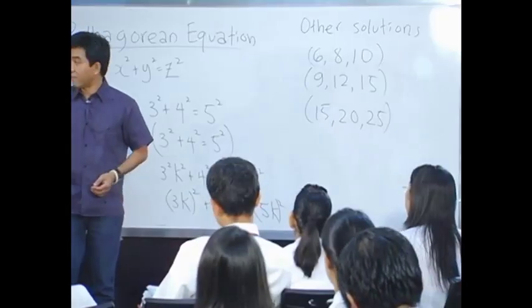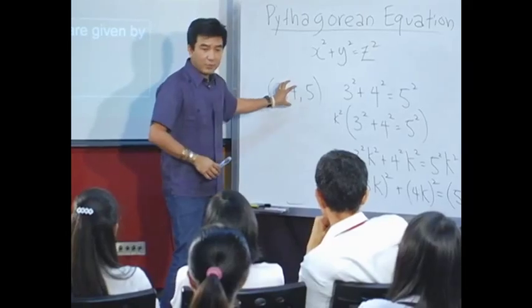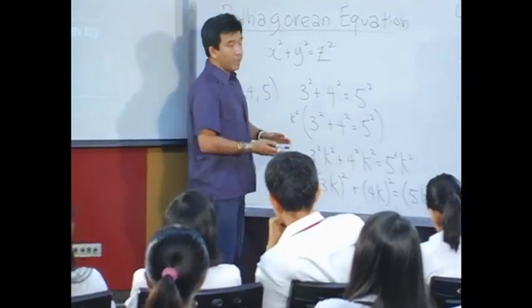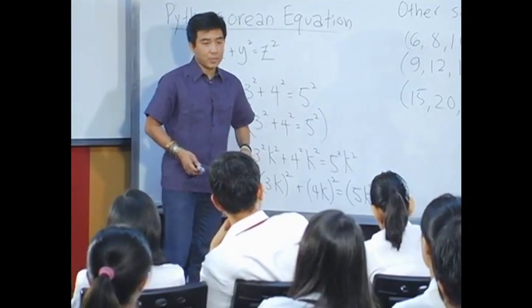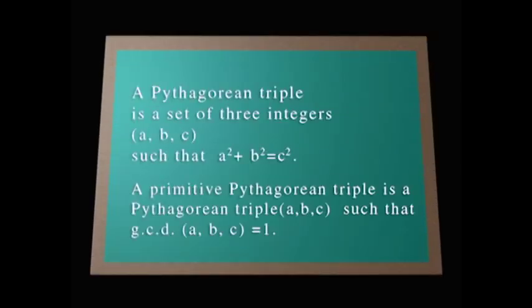Similar to linear Diophantine equations where one solution would give us so many solutions, here we have a single solution giving us infinitely many solutions because we can multiply it by any number. A solution to a Pythagorean equation is called a Pythagorean triple. A triple is just a set of integers.